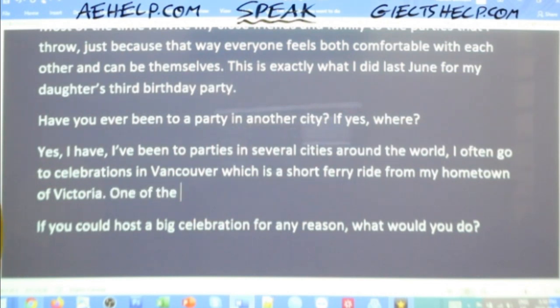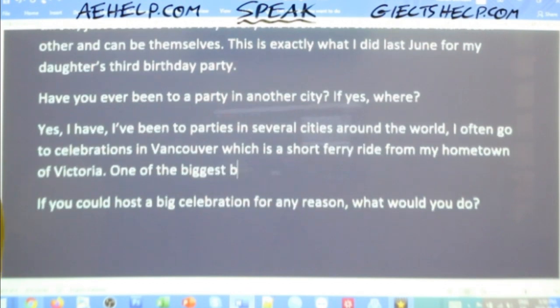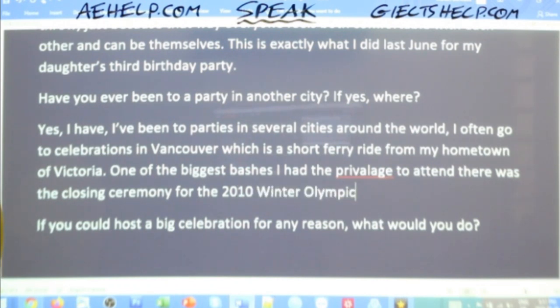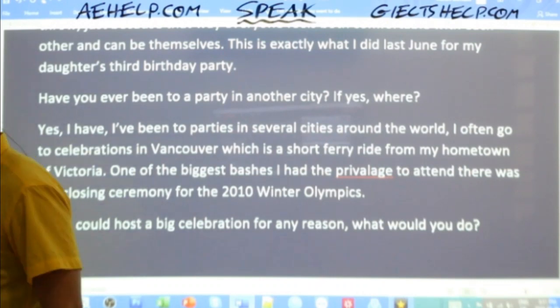One of the biggest bashes I had the privilege to attend there was the closing ceremony for the 2010 Winter Olympics. All right.